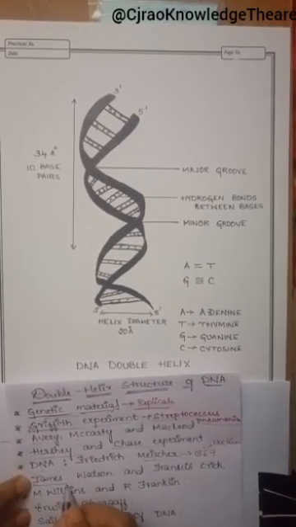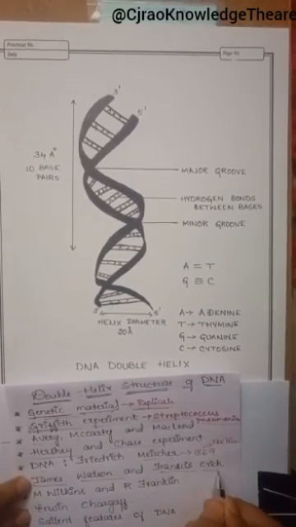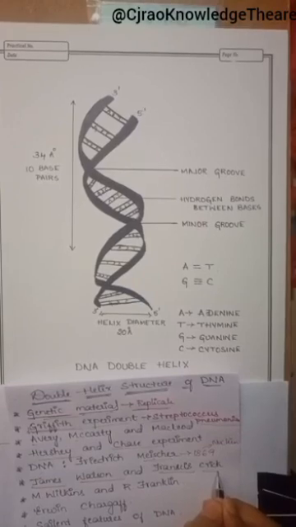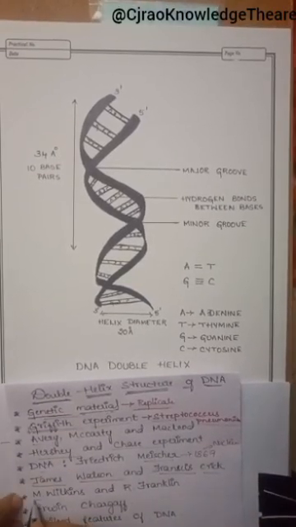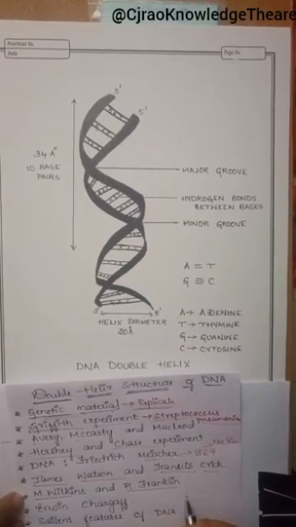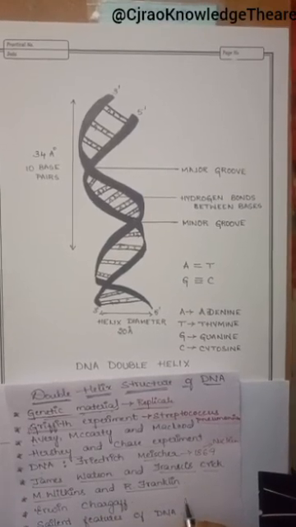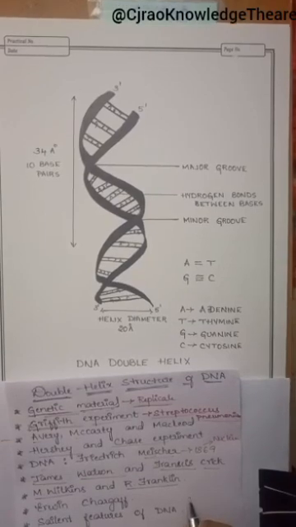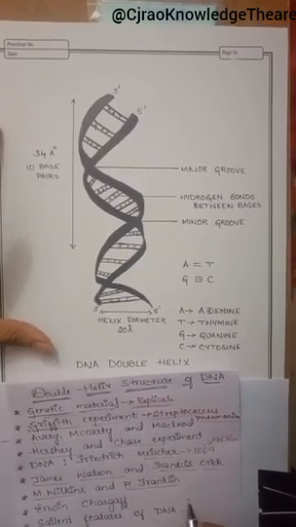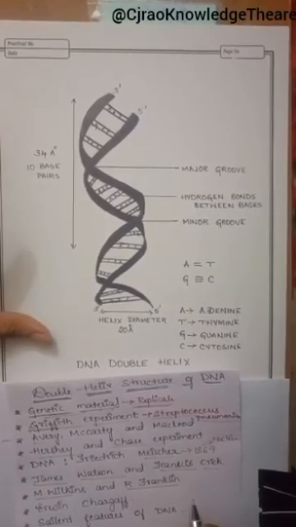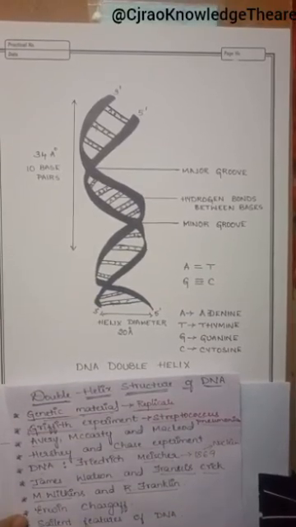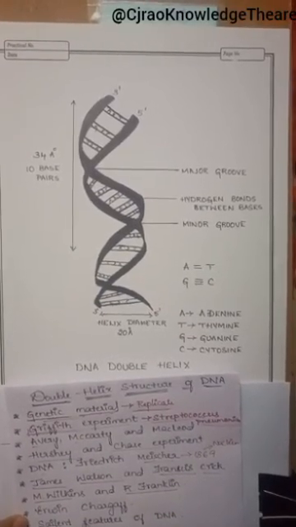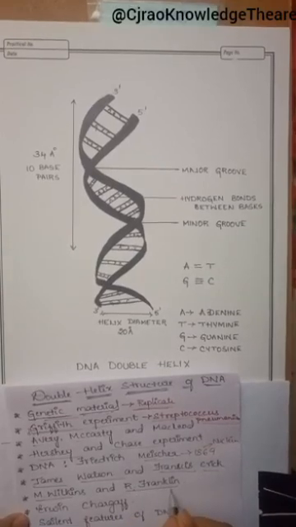In 1953, James Watson and Francis Crick, based on the X-ray diffraction data produced by Maurice Wilkins and Rosalind Franklin, proposed a very simple but famous double helical structure of DNA. It was given by Watson and Crick, and the X-ray diffraction data was produced by Maurice Wilkins and Rosalind Franklin.